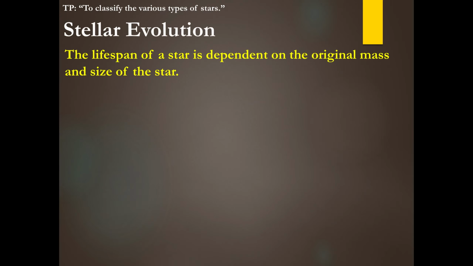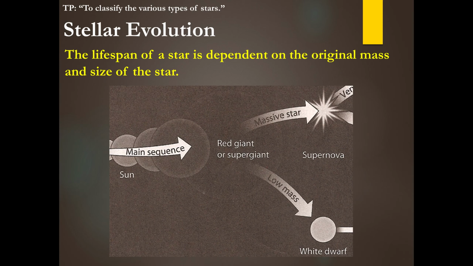Okay, so stellar evolution. The lifespan of a star is dependent on the original mass and size of the star. So once we get to this point where we have a massive star and a low mass star, it's mass and size as the key components. Larger stars have more mass, right? Smaller stars have less mass. Again, those are the 2 key components of where a star would end up, or the fate of that star.